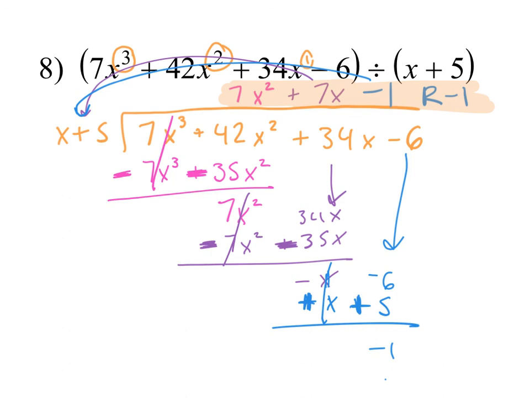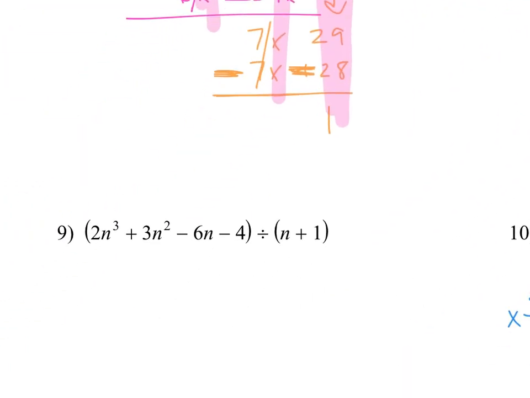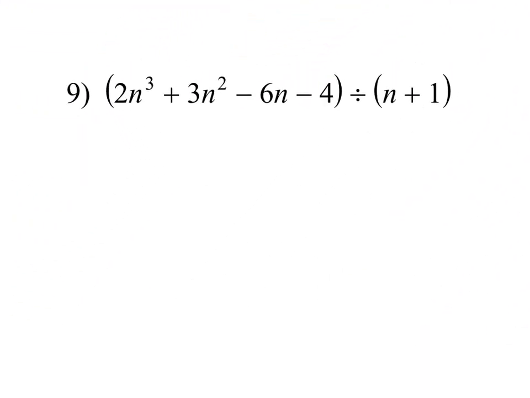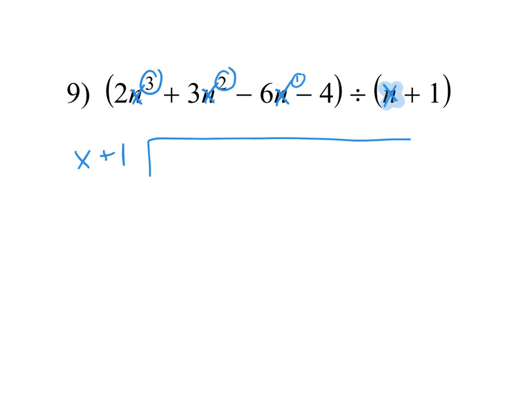Any questions? All right, what goes on the outside? N plus 1. I'm just going to change these all to x's, just because I like x's better. But the same thing, if you have n's, totally fine. We have x cubed, x squared, just a single x, and no x. So all of our terms are here, so we're good to go. So we just rewrite it in our box. 2x cubed plus 3x squared minus 6x minus 4.